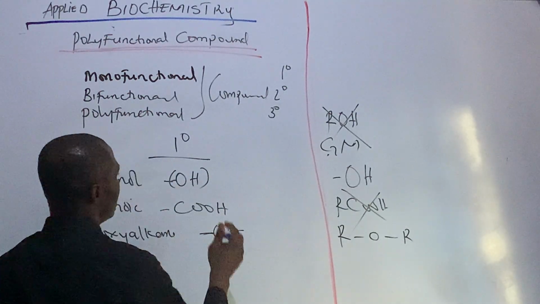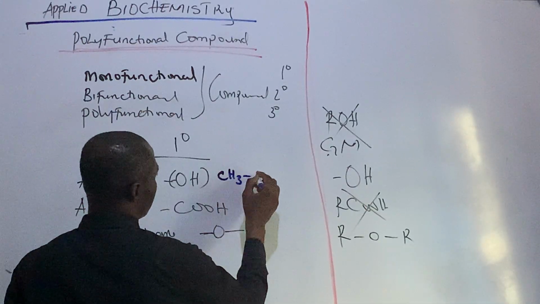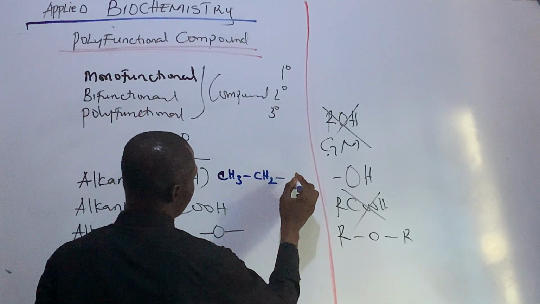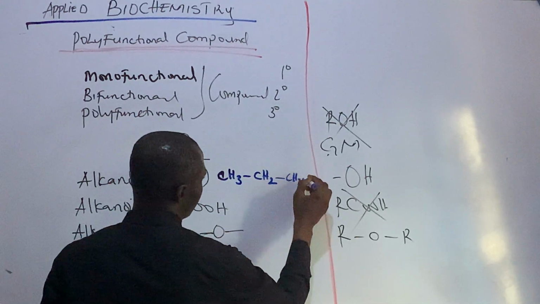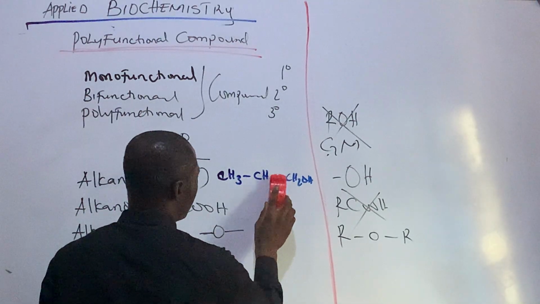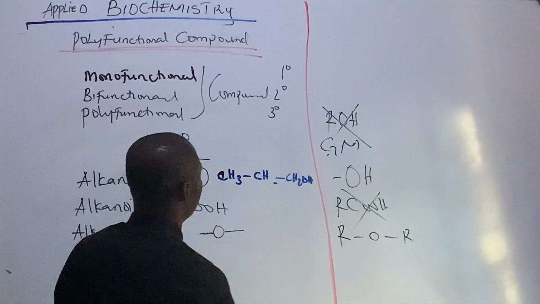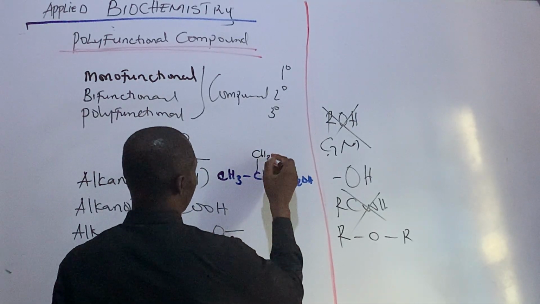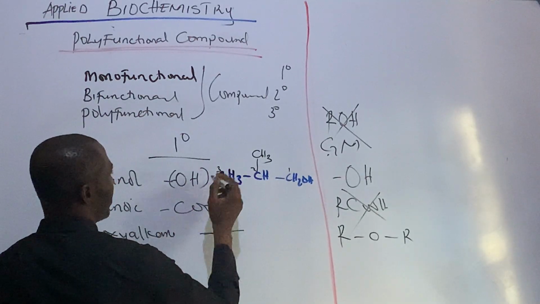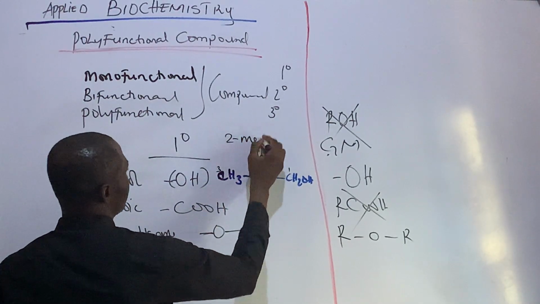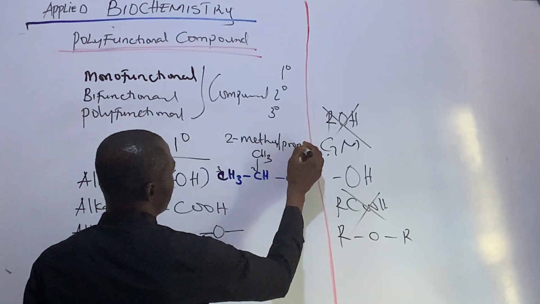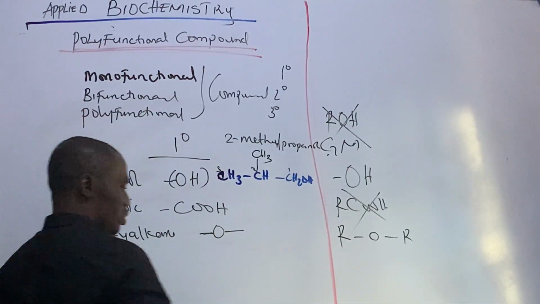Let's say we have this. Okay. Now, let me make this more tedious because we are high school students, we should know. What's this? Now, for this, we're going to start naming from here. 1, 2, 3. This is 2-methyl propanol.